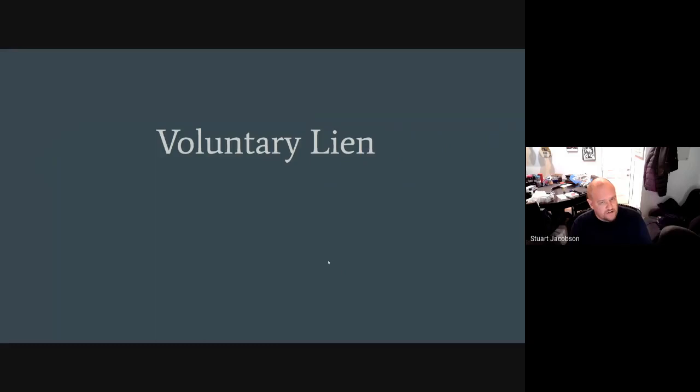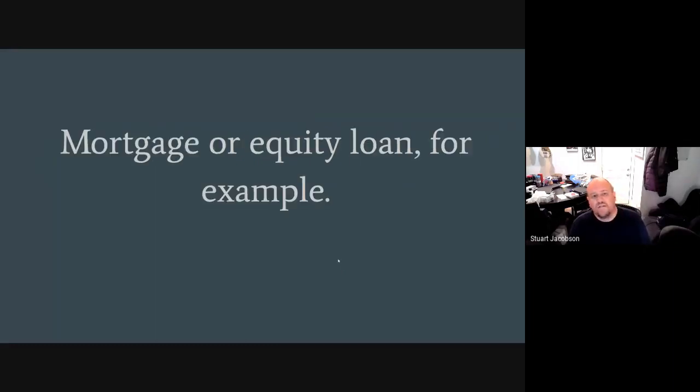Voluntary lien. This is the V, so we're probably getting to the end. This is a mortgage or equity loan, for example. An involuntary lien is something that you get into without choosing to, right?